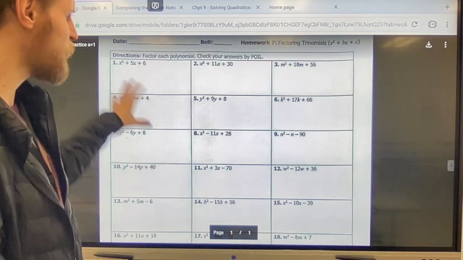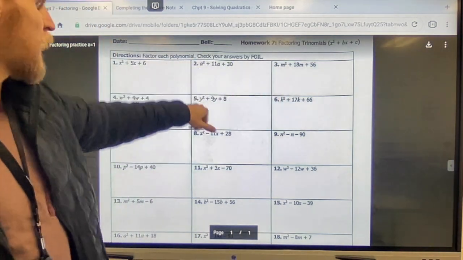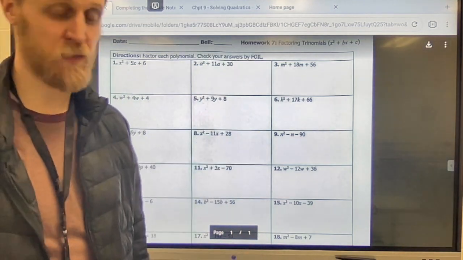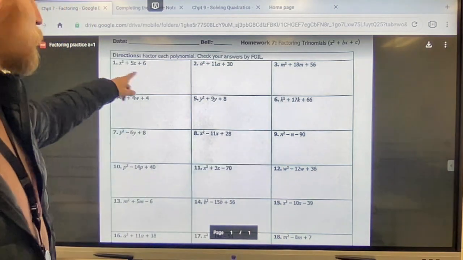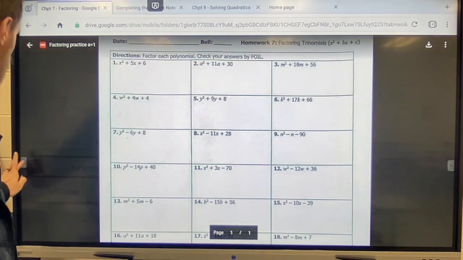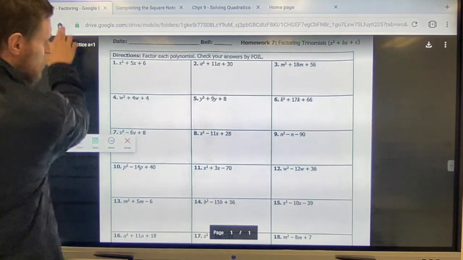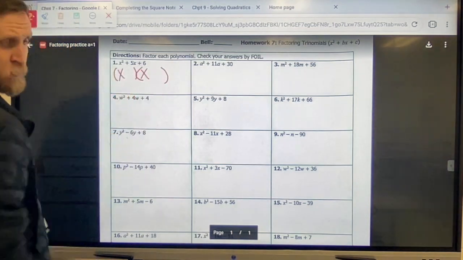Now, these have different variables on them. You'll see like an a or an m or a y or an x. Doesn't matter. The letters don't matter. They could all be x's, all be t's. Doesn't matter. So just make sure that you use whatever letter is there. But for this one, we have an x. So we're going to start out by setting up my double bubble, meaning 2 sets of parentheses, and I'll put an x in the front of both of those.